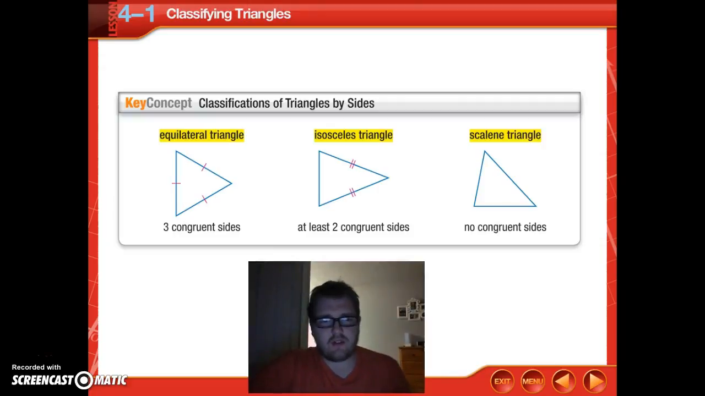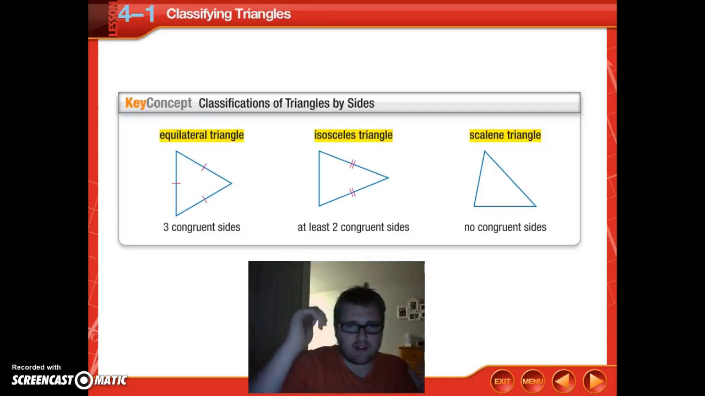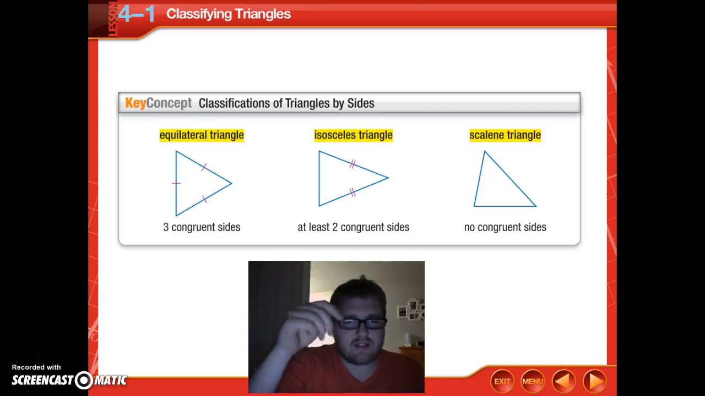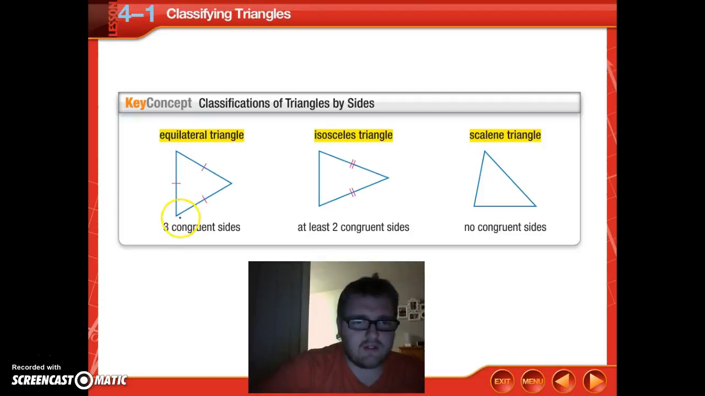Before, we were classifying triangles by angles, now we're going to classify them by sides. In the first case, we have three sides that are congruent. In the second case, we only have two sides that are congruent. In the third case, we have no sides that are congruent. So three congruent sides means equilateral. Only two congruent sides means we have isosceles. No congruent sides, we have a scalene triangle.